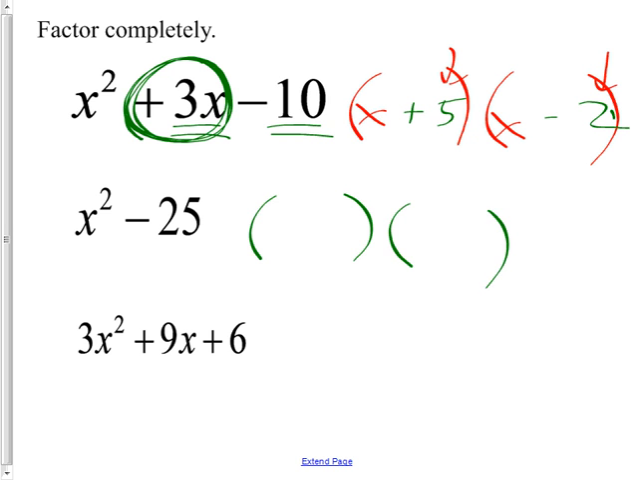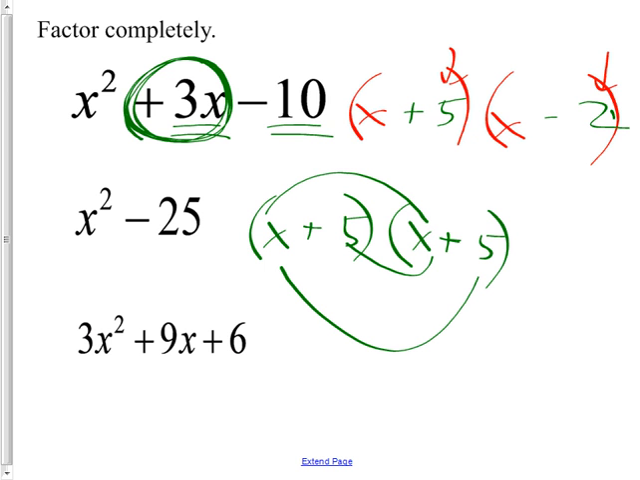Has anybody already got it factored? Awesome. Now, before you say the answer, if you're going to factor this thing, remember, if you think the answer is x plus 5 and x plus 5, you can check it. Remember, you can check by multiplying it out and seeing if it works. X times x, x squared. Outside and inside makes a total of 10x. Do you see a 10x in here? No, so that isn't right.